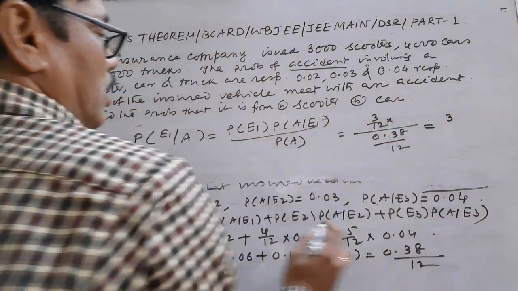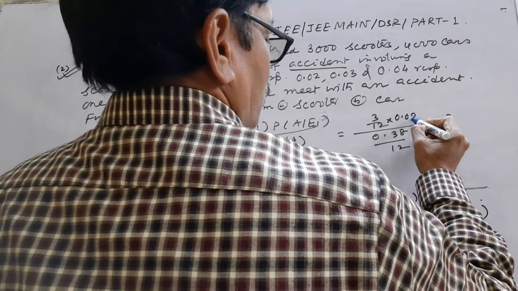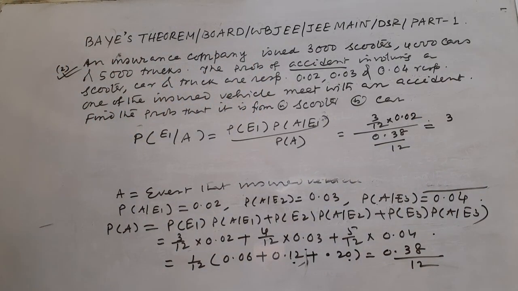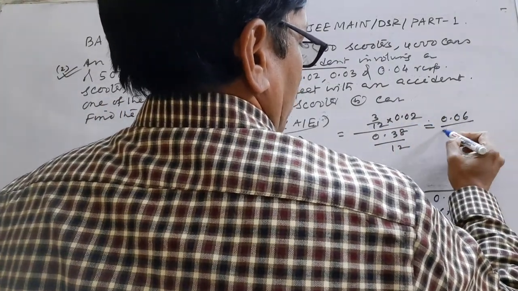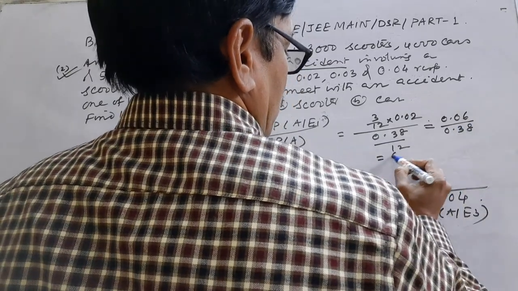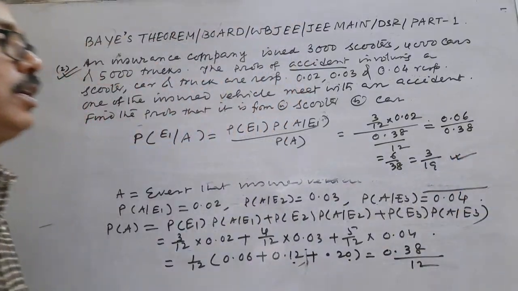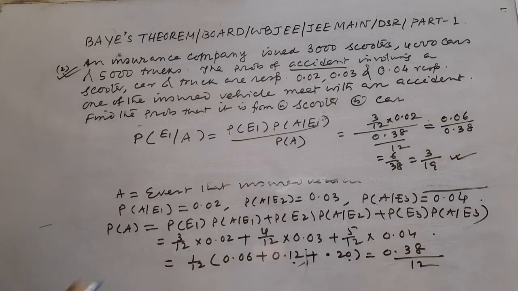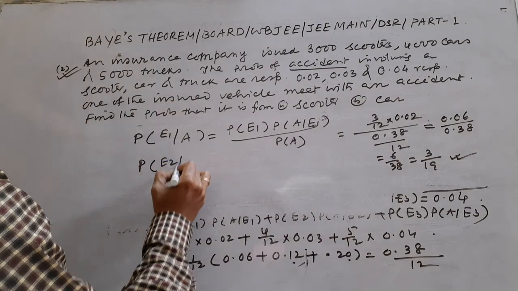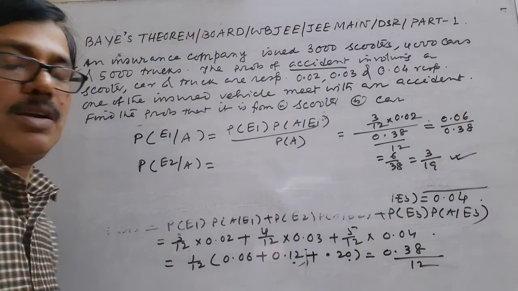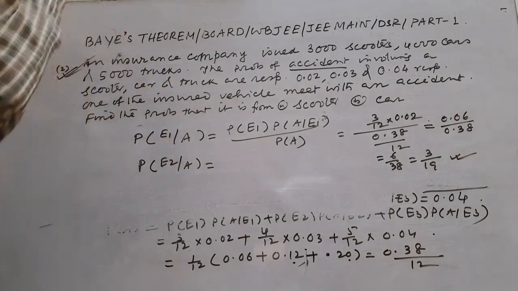P(E1) into P(A|E1). What is P(A|E1)? 0.02. Otherwise it is greater than 1. So this is 3 into 0.06 by 0.38. So 6 by 38, so 3 by 19. So it is by scooter. Now if you find by car, then you have to find P(E2|A). So write the formula, put the values, you get P(E2|A). So this is a very simple problem.